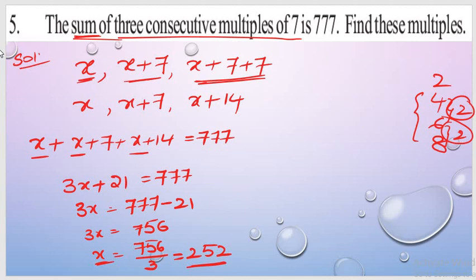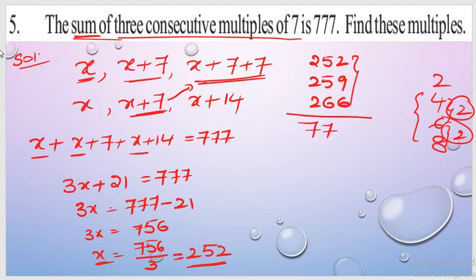So from this, what can I say? The numbers are 252, and for that if I add 7, then it becomes 259, and for this if I add 7, I am going to get the next number, which is nothing but 266. So these three are my numbers, the 3 consecutive multiples of 7 which add up to 777. If you add these 3, you are going to get the sum as 777. So this is one approach.